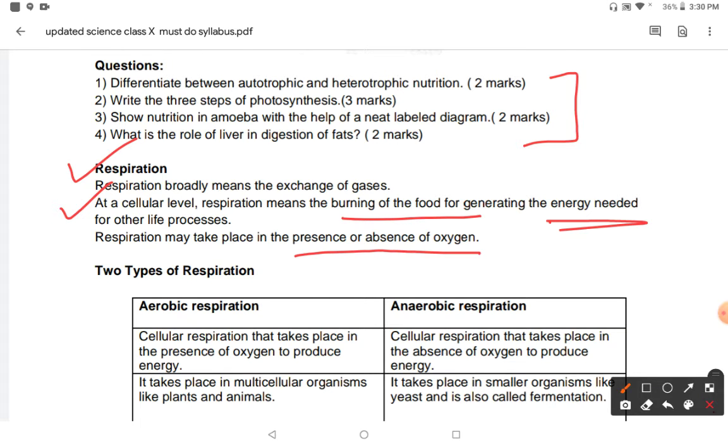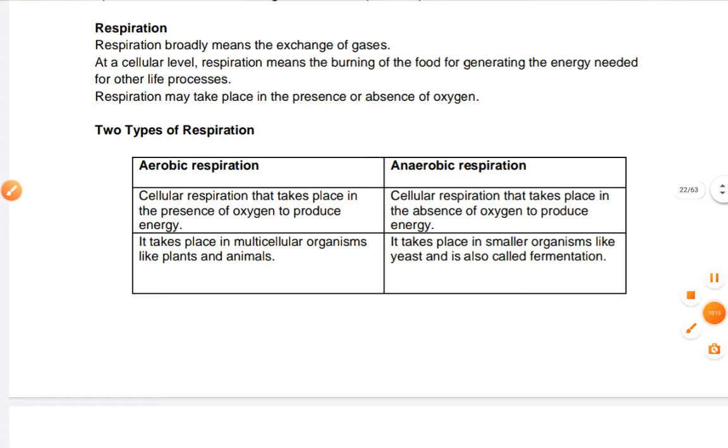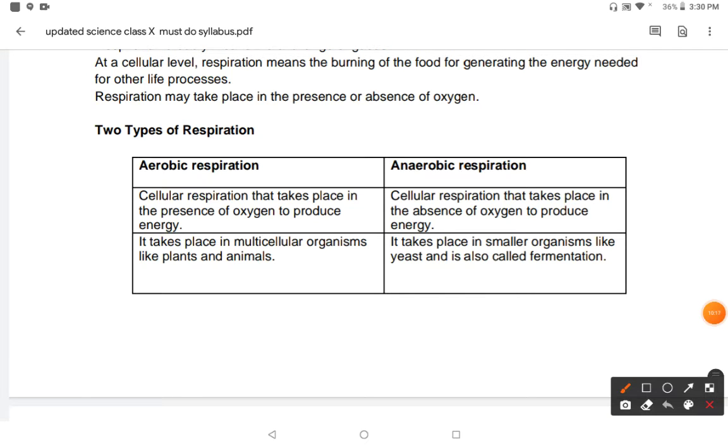So on the basis of presence and absence of oxygen, it is categorized into two types: aerobic respiration and anaerobic respiration. When cellular respiration takes place in the presence of oxygen to produce energy, it is called aerobic respiration, and it takes place in multicellular organisms like plants and animals. But when cellular respiration takes place in the absence of oxygen to produce energy, it takes place in smaller organisms like yeast, which helps in fermentation.